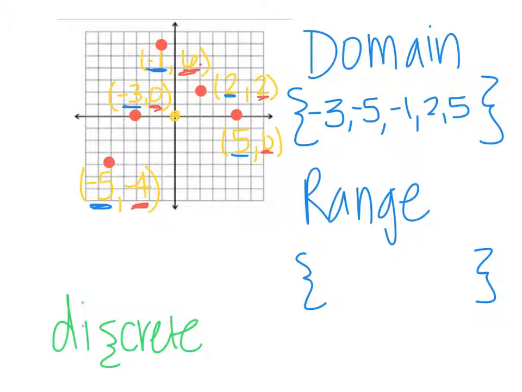For my range, I look at all of my y values, which were -4, 0, 6, 2, and 0. Notice that there's 2 zeros. There's a 0 here and a 0 here. I don't have to write 0 twice. I only have to write it once. So my range is -4, 0, 6, and 2.